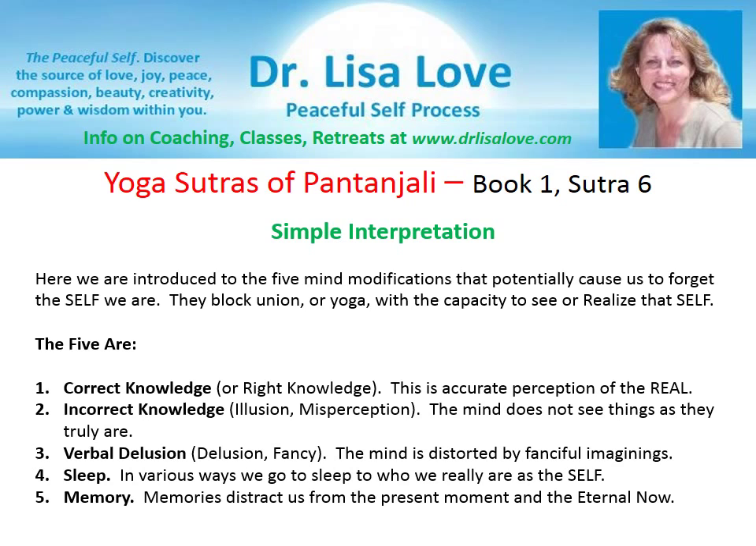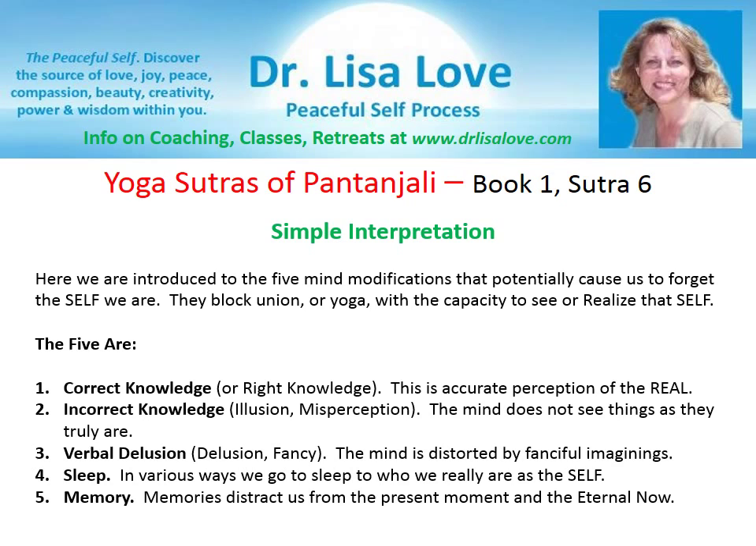Now the first one, correct knowledge or right knowledge, is the only mind modification that acts as a doorway to remembering who we are, because it helps us have accurate perception of the real. So that is the one that we want to cultivate with the mind: correct knowledge or right knowledge, or you could even say correct perception. But the other 4 are things that we have to learn to understand that the mind does, that we have to move through or beyond in order to not forget the self that we are.